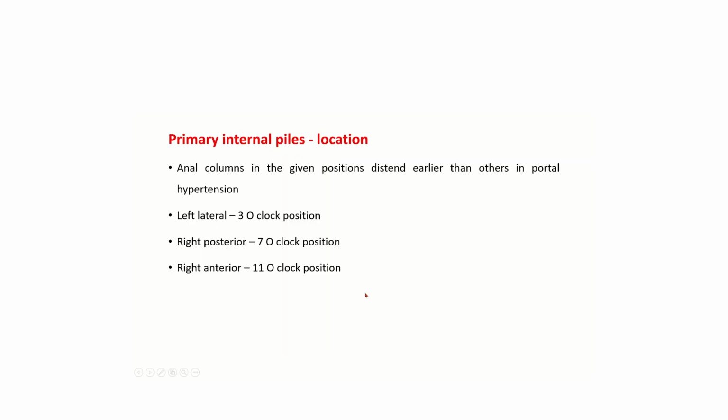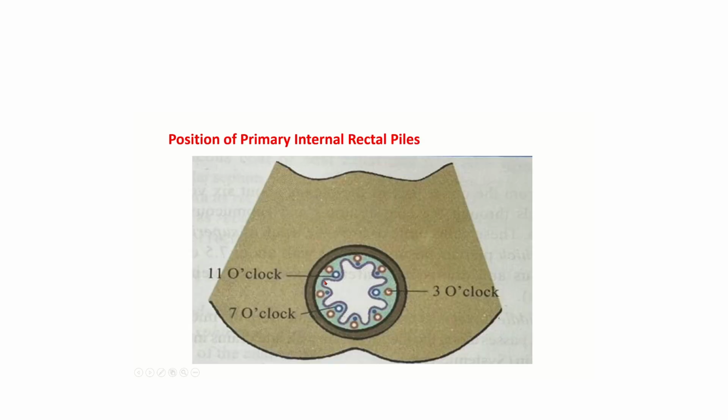Primary internal piles are hemorrhoids. Their location is like this. Anal columns in the given positions dilate earlier than others in portal hypertension: left lateral 3 o'clock position, right posterior 7 o'clock position, and right anterior 11 o'clock position. So this is the left lateral, right posterior, and right anterior. These are the three positions of the anal columns, of the superior rectal vein radicals, which dilate earlier than the other sides.